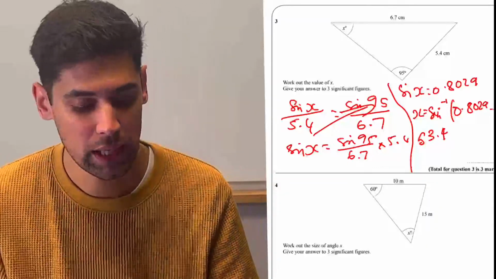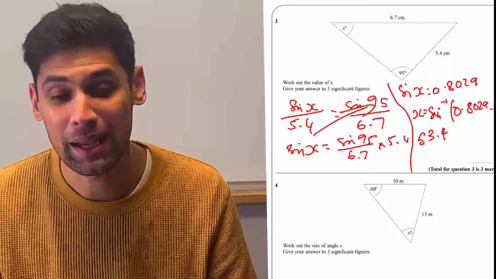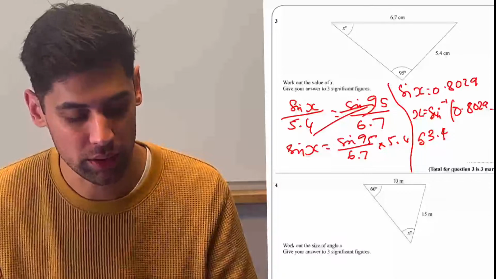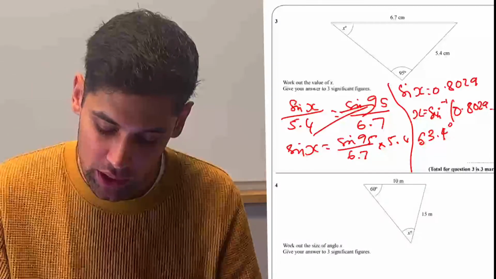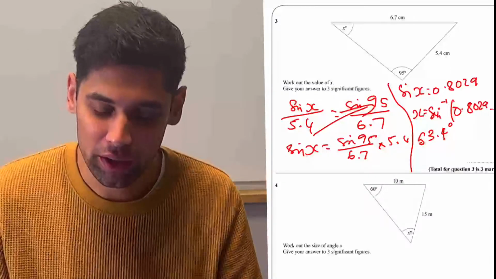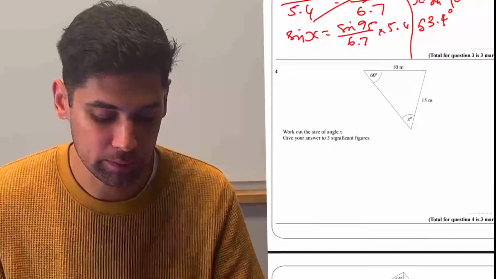53.4 to three significant figures. And that is a much more palatable answer. We can definitely take that. We like that a lot. Degrees as well. I like to put a little degree symbol there because it's quite fun to do a little symbol like that. I enjoy it.